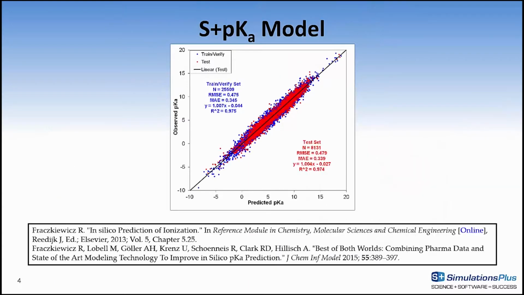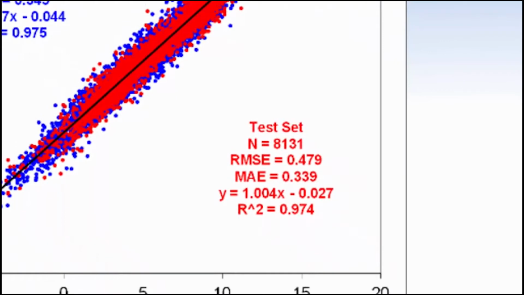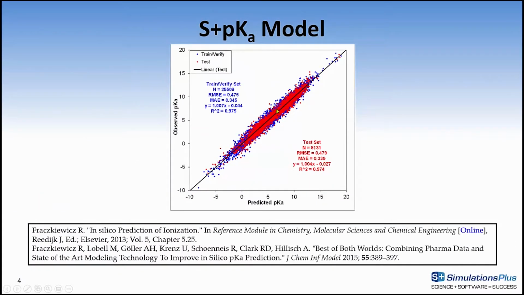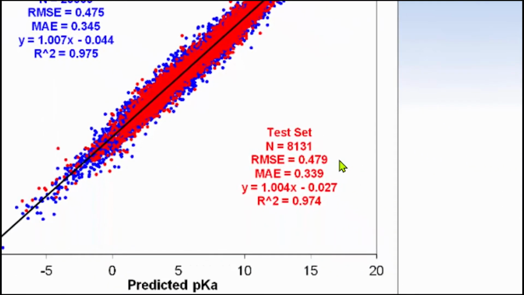This next slide simply shows a plot of the observed pKa versus our predicted pKa. You'll note that our training set included 25,000 pKa values. The test set contains 8,000. You see we have a pretty tight prediction around the line of unity, which is this black line in here. Our root mean square error for the training set is 0.475, and our RMSE for the test set is 0.48.